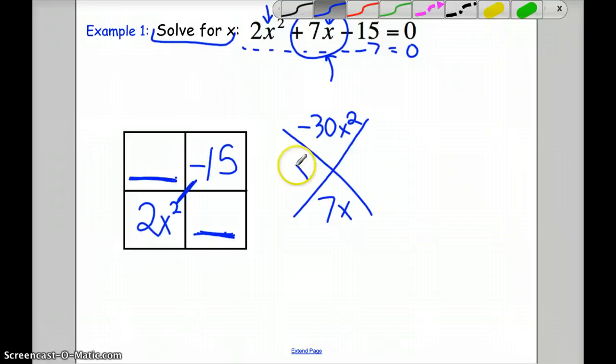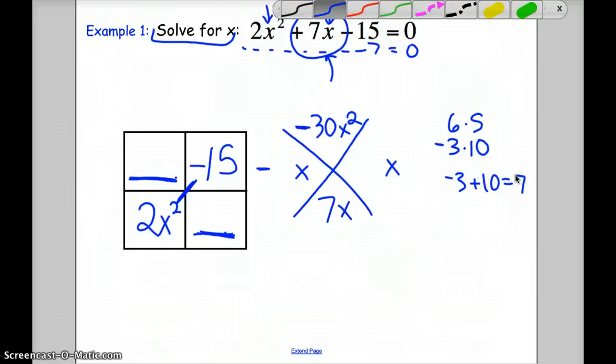I know they both have an x in them because they have to add to 7x's. And because the product is negative, one of them has to be negative. And let's see. So we think about the factors of 30. So 6 times 5, 3 times 10. Oh, I see it. 3 times 10. Because if the 3 was negative, negative 3 plus 10 would be 7. So it's going to be negative 3x and 10x.